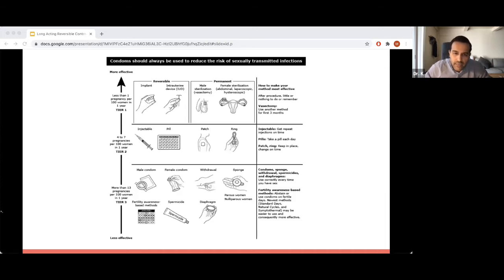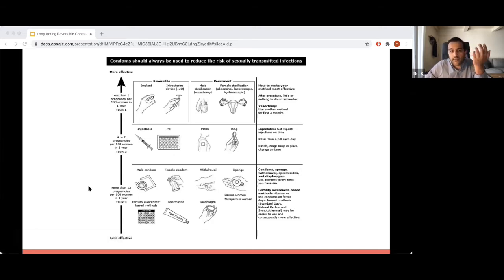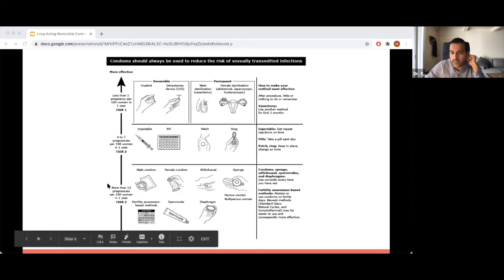And then this bottom category is more variable in terms of how effective it is. It's obviously less effective than the top, but things like the male and female condom, the withdrawal method, spermicide, using a diaphragm, being aware of when your ovulation is actually happening. There are more than 13 pregnancies out of 100 women in a given year. So you have about an 87% chance or less of preventing pregnancy with those bottom options.